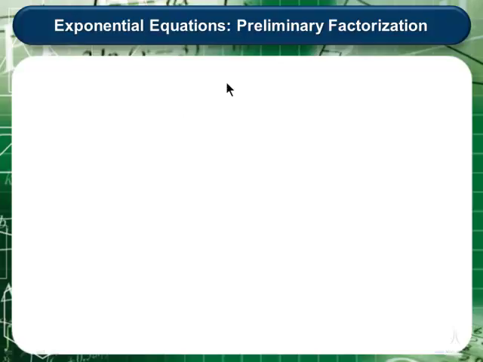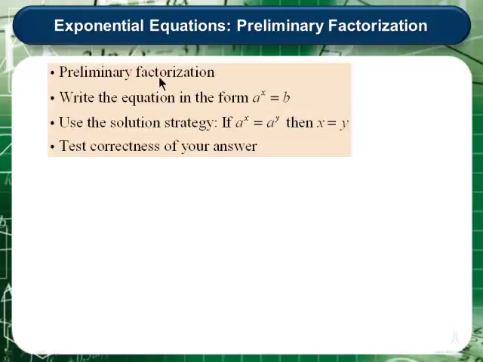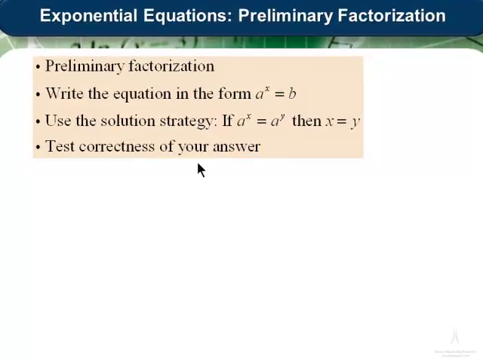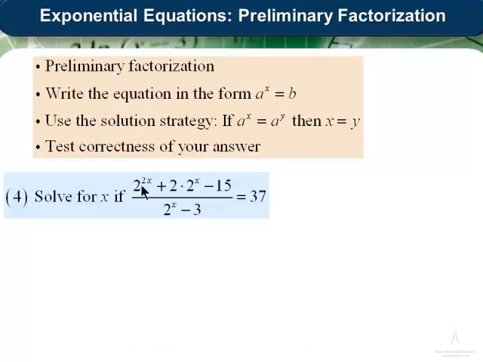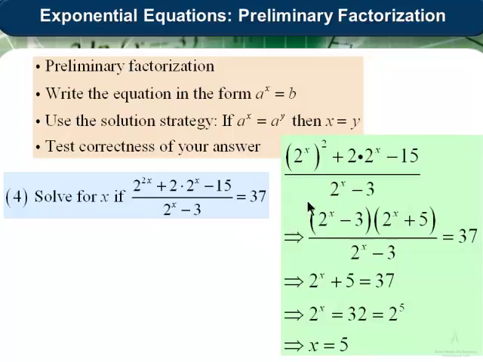In the second example, where preliminary factorization is required, we will follow exactly the same 4 steps as before. In this case, we find that the numerator is a trinomial, because remember, 2 to the power 2x is 2 to the power x all squared. So this is a trinomial in 2 to the power x. We had an example like this before. So therefore you factorize the numerator as a trinomial in this way, and then 2 to the power x minus 3 can cancel out, and we get 2 to the power x plus 5 is 37.